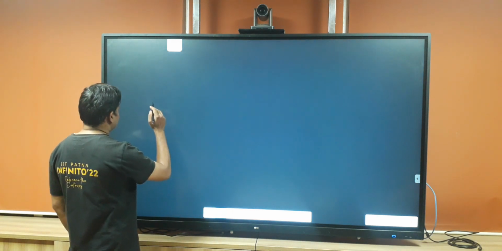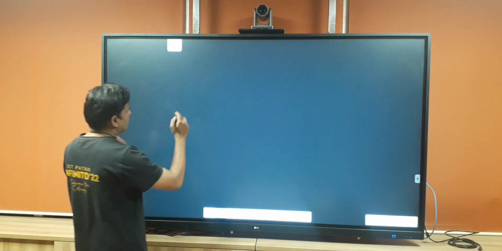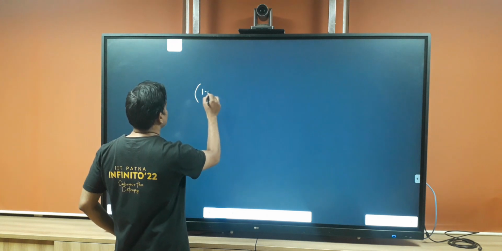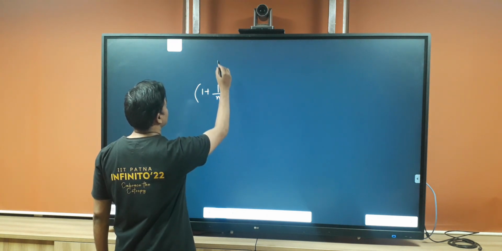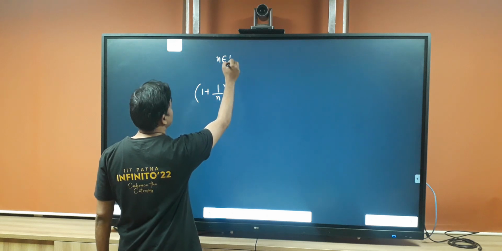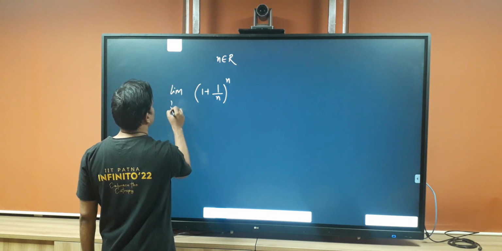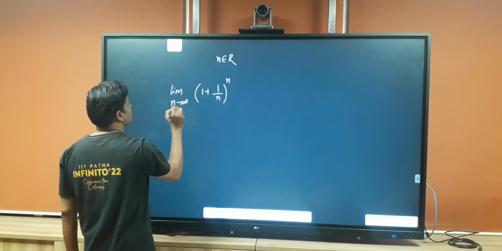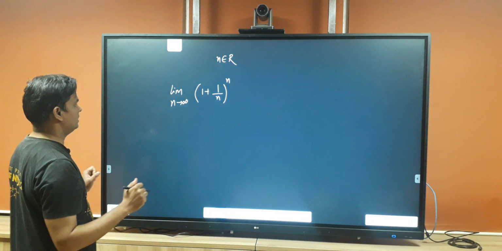Can you find the limit of this term, 1 plus 1 upon n raised to the power n, where n is a real number, n belongs to R, and given that the limit n tends to infinity, you need to find it. So, from here we are going to define a series as E.